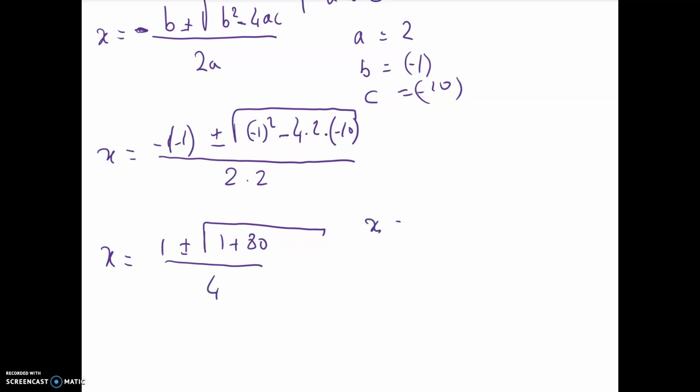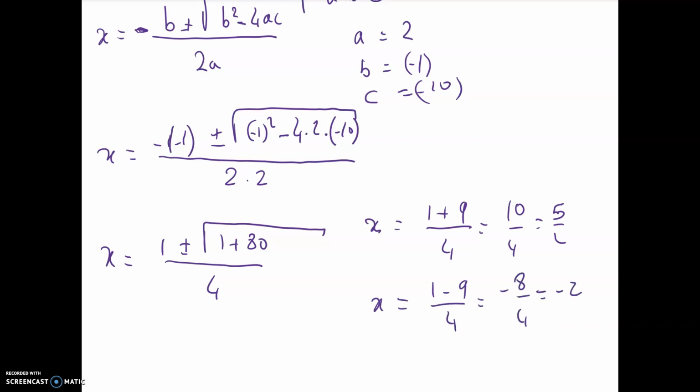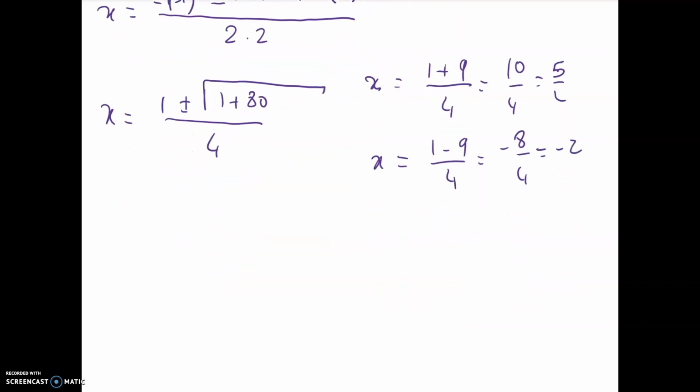So I end up with two values of x. x equal 1 plus 9 divided by 4, which is 10 divided by 4, so x equal 5 over 2. And x equal 1 minus 9 divided by 4, which is -8 divided by 4, which is -2. So why 9? Because 80 plus 1 is 81, and when you take the square root of 81, you get 9. So basically, I'm finding that x equal 5/2 and x equal -2 are the vertical asymptotes.